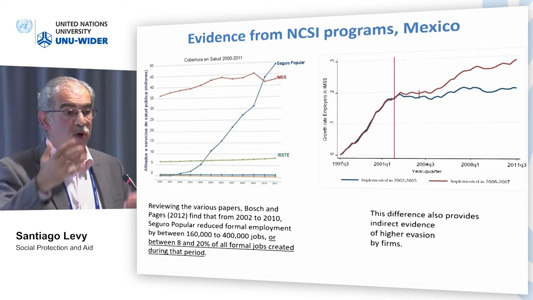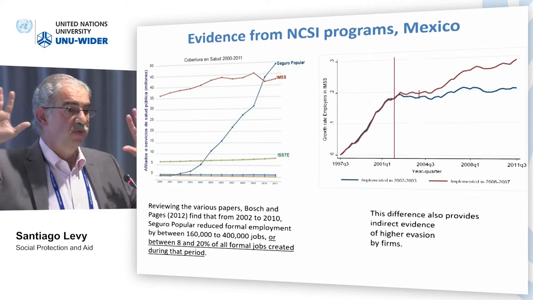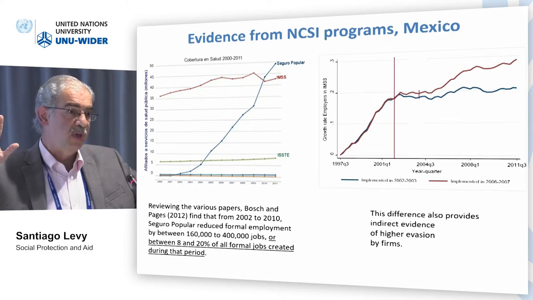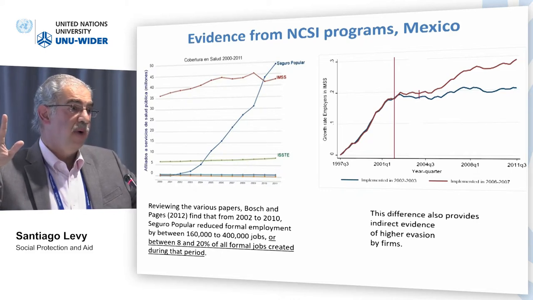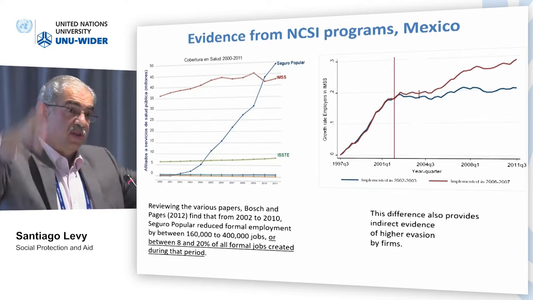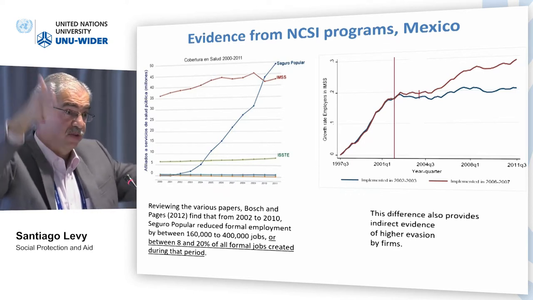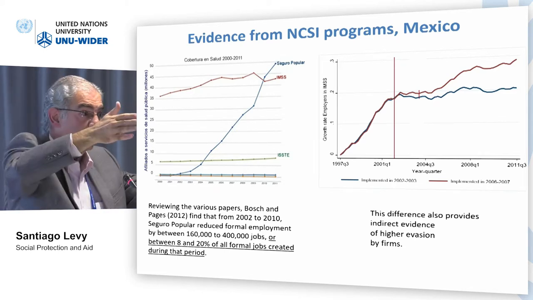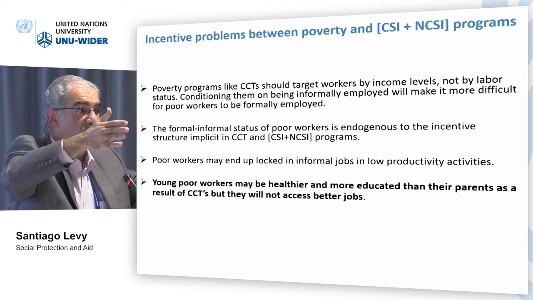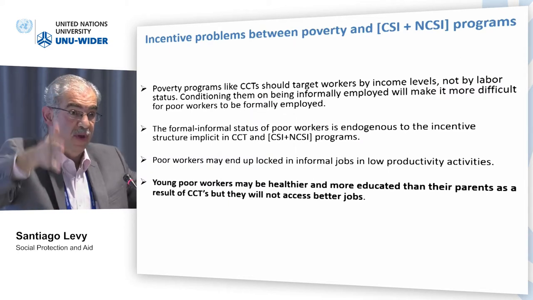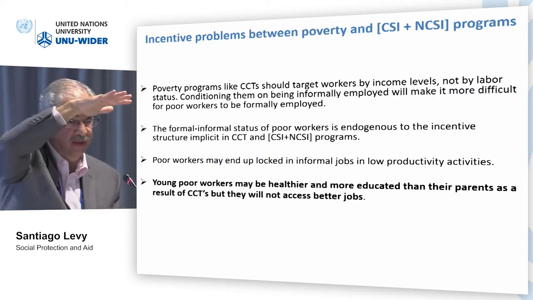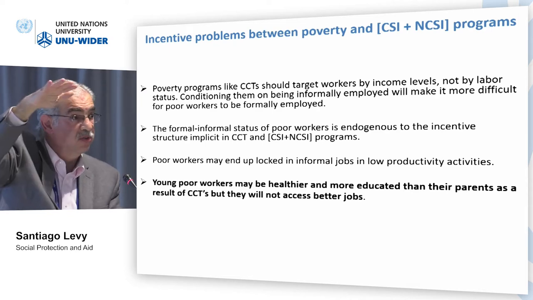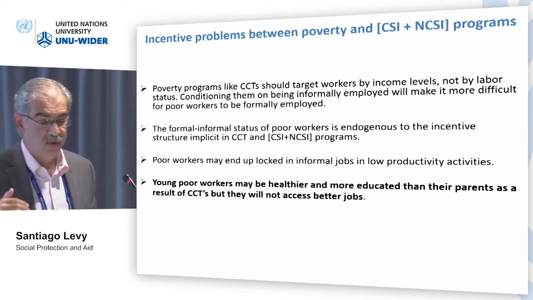So I've spoken a lot about the problems of contributory and non-contributory programs, and I've said very little about social assistance. What I'd like to do now, instead of talking about the columns of my first slide, in which I was discussing the problems with the contributory and non-contributory programs, is to look at the interface between the columns and the rows of my first slide, that is, how these social insurance programs interface with poverty programs.